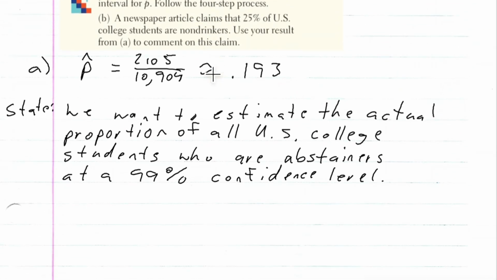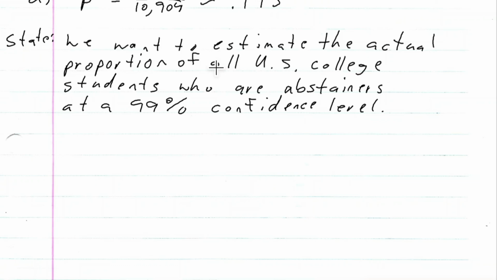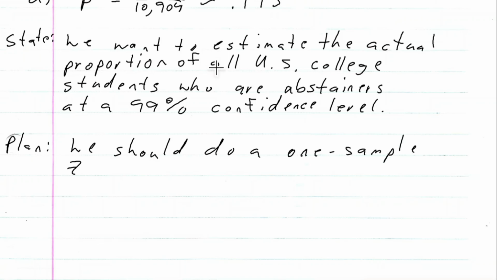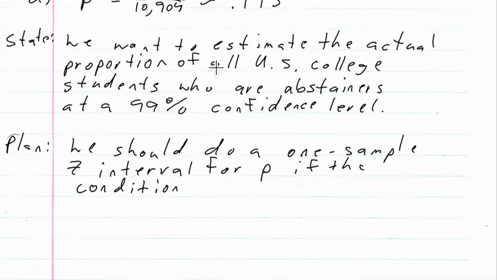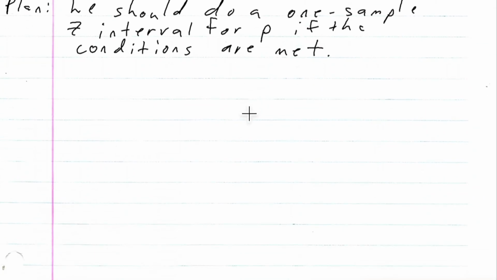First, what we need to do is our plan. So we should do a one sample z interval for the population proportion of U.S. students who are abstainers, if the conditions are met. So let's go ahead and get those conditions.